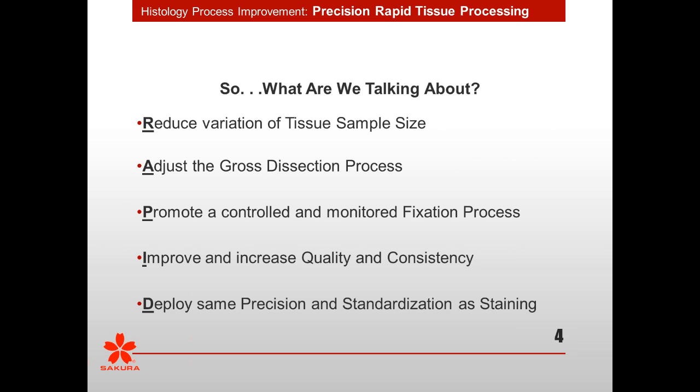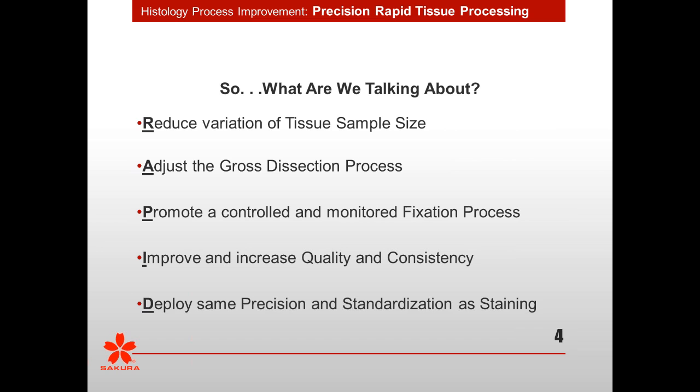We need to adjust, and I mean just adjust, our gross dissection process. In most instances, if you move to standardizing your sample size and reducing it and maintaining a precision thickness of your tissue, you're talking about maybe 30, maybe 40% of your techniques really require concentrated attention and effort to make sure that you have that sample size.